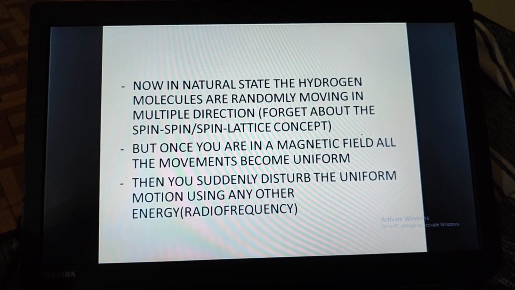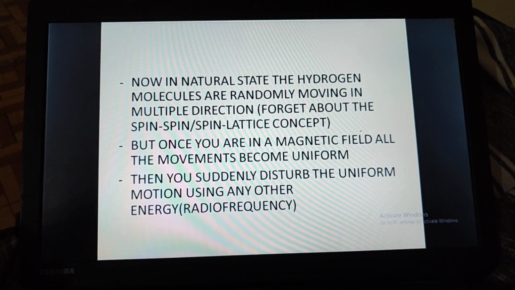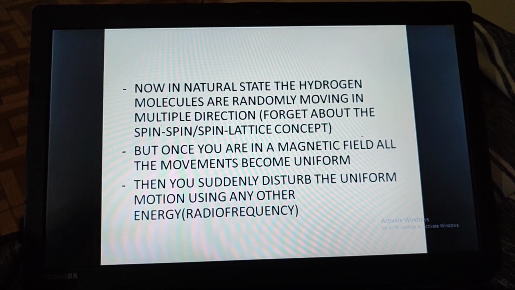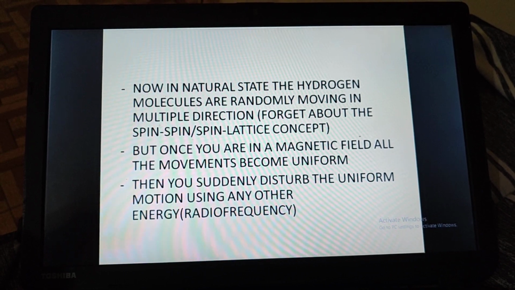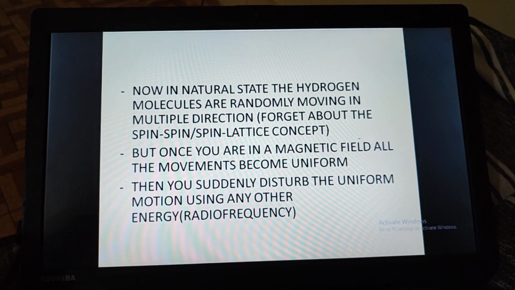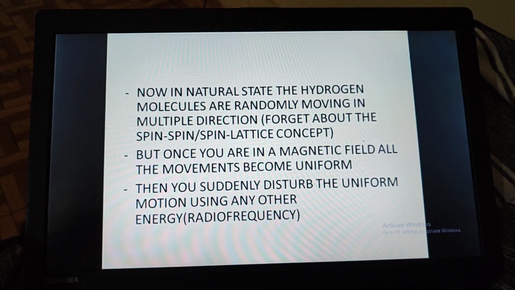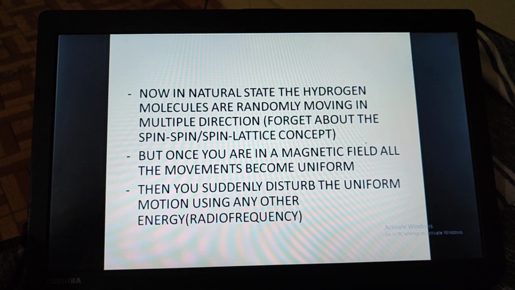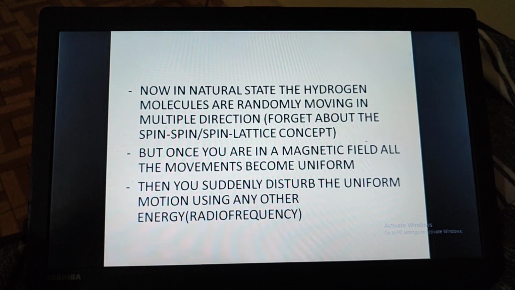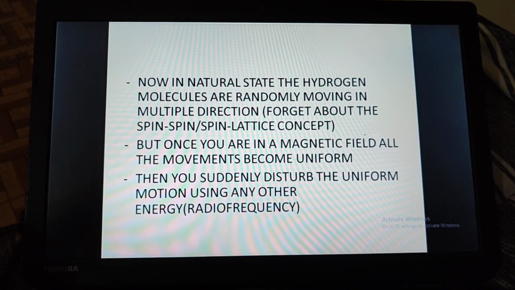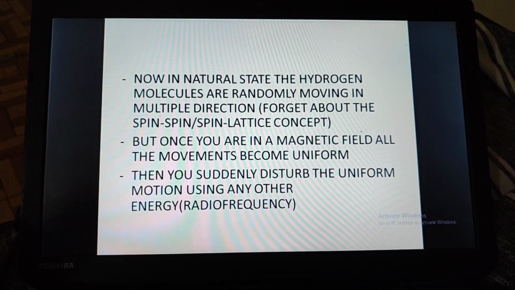In the natural state, the hydrogen molecules are randomly moving in multiple directions. It's as simple as that. Like different friends move in different directions while moving uphill, or we are trying to walk in our own ways in life. It's something called the spin, that is the concept, but still that is not important clinically. Basically what we need to remember is that the hydrogen atoms are moving in different directions. But once we are in the magnetic field, then all the movements become uniform.